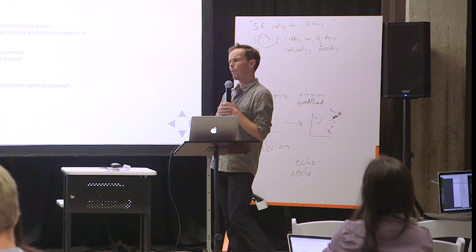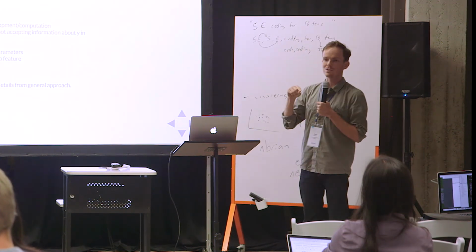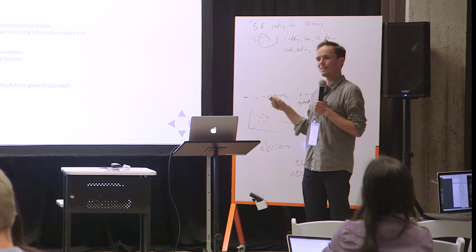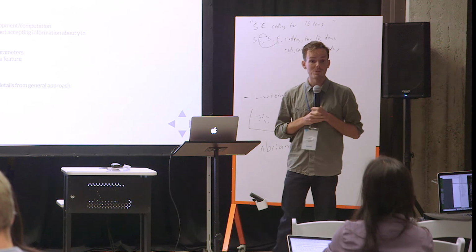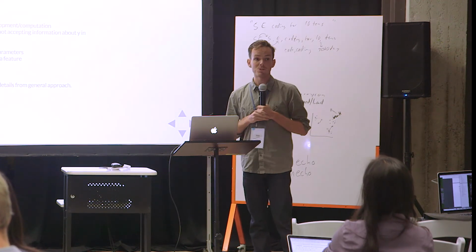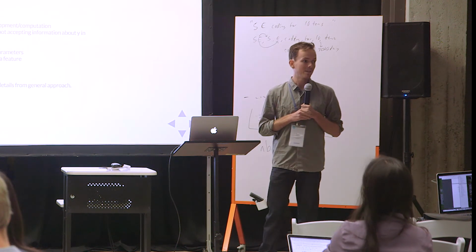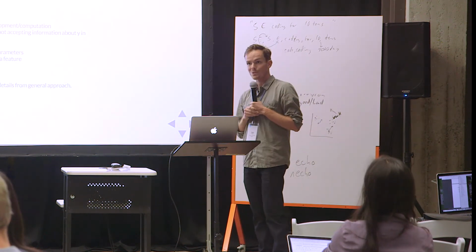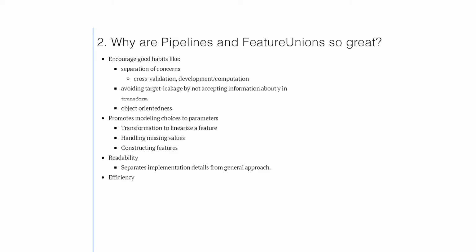And so a really powerful thing about using the pipeline is that it promotes all of those choices, and it makes it really easy for you to consider them as first-class parameters of your model. And then you can do grid search on them in the same way that you would do grid search on any other parameter in your model. And properly grid searching the parameters of your model is a way to make your model perform better. So this is great.